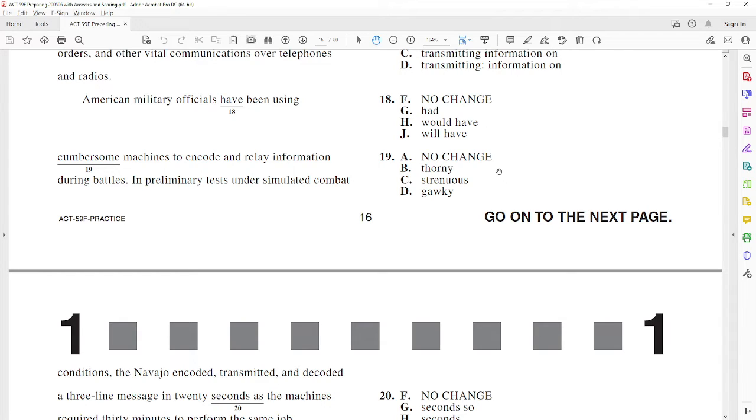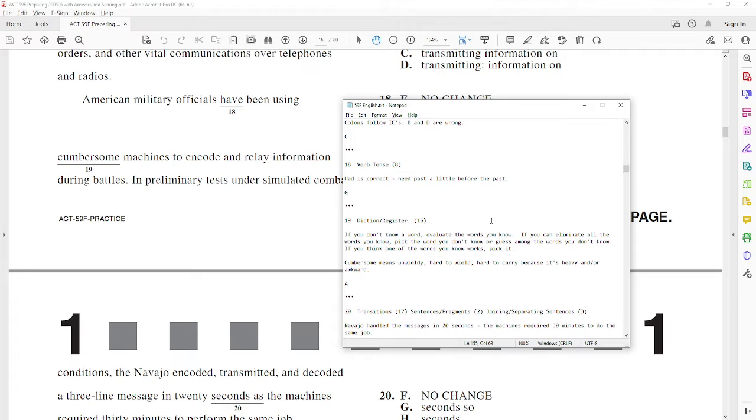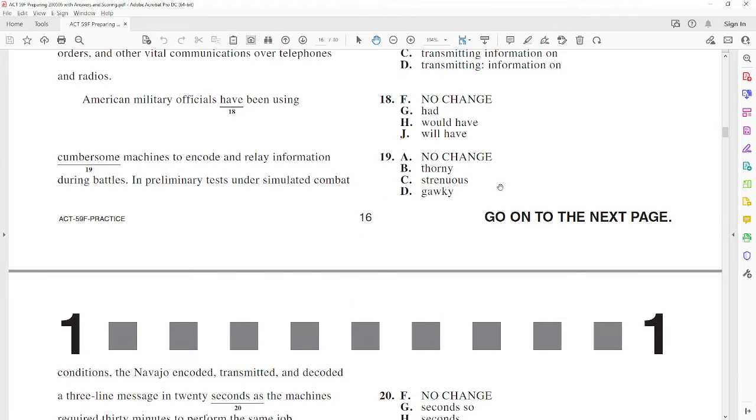But I happen to know that cumbersome means it's kind of heavy and hard to carry around. So they had been using machines that are heavy and hard to carry around to encode and relay information during battles. That makes sense. It's correct as written. The option is A, no change. This one better be diction and register, which it is. Okay? Thorny machines. Thorny means difficult, but you wouldn't say it in this context. A path might be thorny because it's hard to walk through, but it's also a little bit too informal for the format of this essay, which ACT passages tend to be semi-formal.